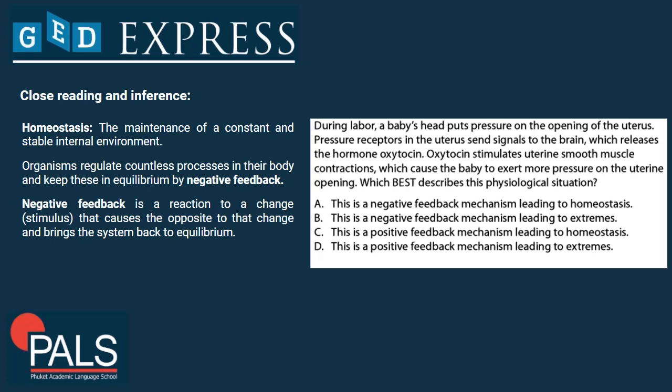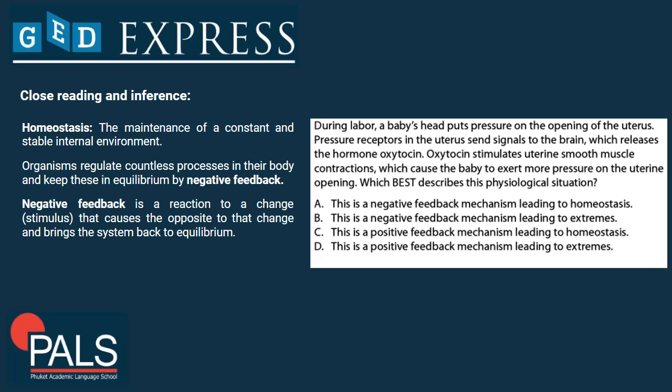During labor, a baby's head puts pressure on the opening of the uterus. Pressure receptors in the uterus send signals to the brain, which releases the hormone oxytocin. Oxytocin stimulates uterine smooth muscle contractions, which causes the baby to exert more pressure on the uterine opening. Which best describes this physiological situation?